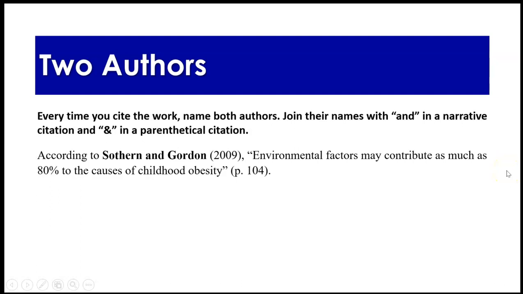Two authors, even easier. Every time you cite the work, name both authors, join their names with "and" in a narrative citation, and the ampersand symbol in a parenthetical. So here they are in the narrative, according to number 1, Southern, and number 2, Gordon. These two authors wrote the work, published in 2009. Quote, yada, yada, yada. And that was found on page 104. Awesome.